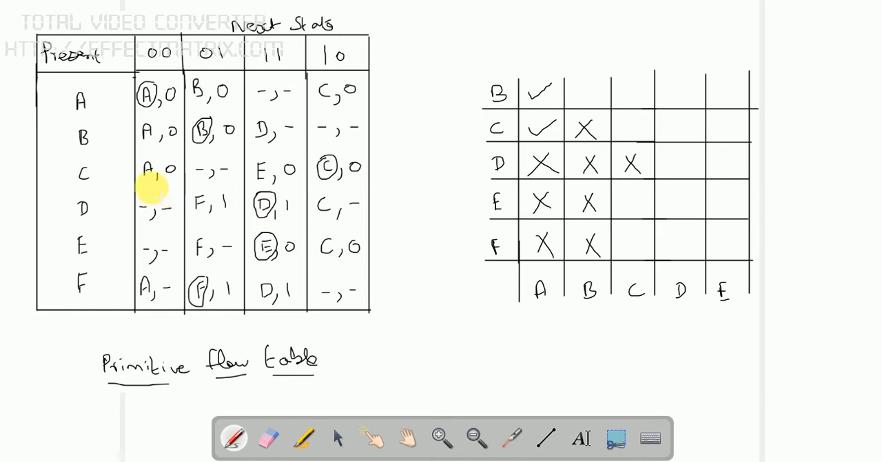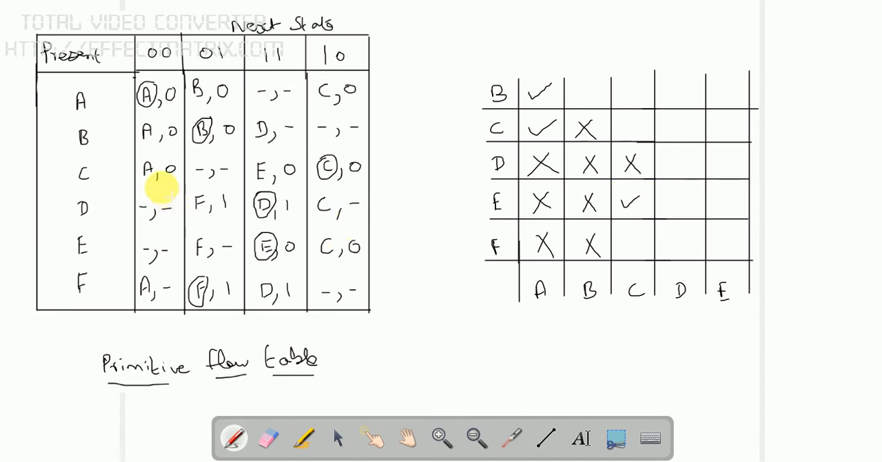So what about C and E? A comma 0, dash comma dash, okay. You can take A comma 0 as in E also. Dash comma dash, F comma dash. So we can take F comma dash here also. E comma 0, E comma 0 is same. C comma 0, C comma 0 is same. So C and E are equal.